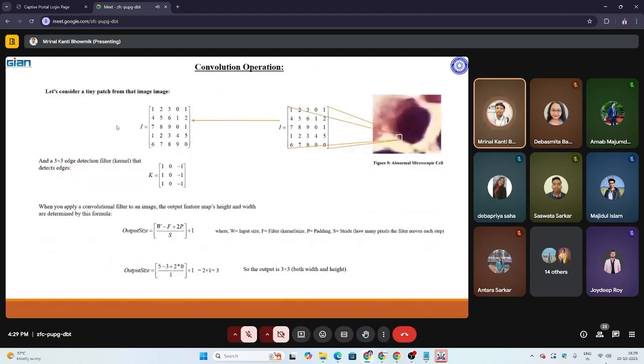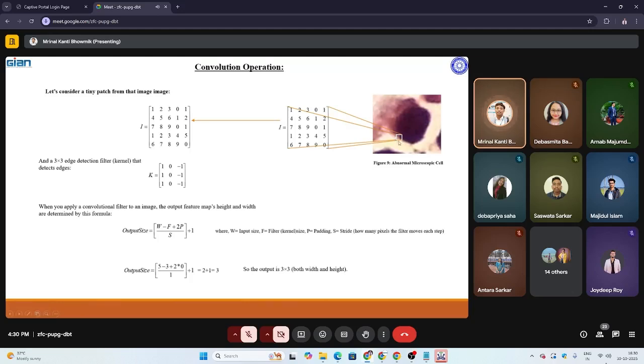Now, as I have already said, I have given an explanation of how the convolution operation works. Let us take an abnormal microscopic cell, and when we perform convolution over it, we take just a small portion of the image. This patch consists of numeric values, as I considered in an image earlier, the cat, where when you enlarge it, it consists of numerous numeric values.